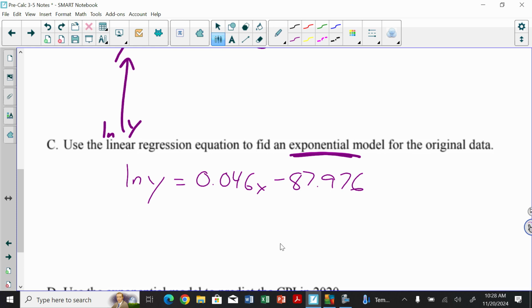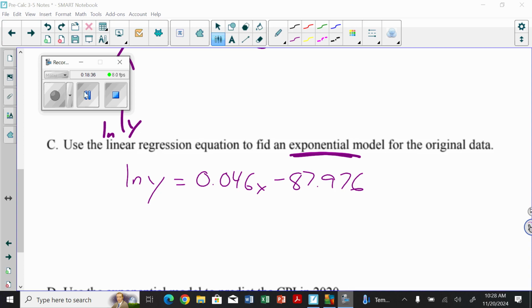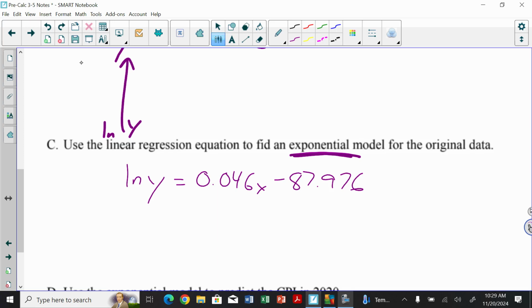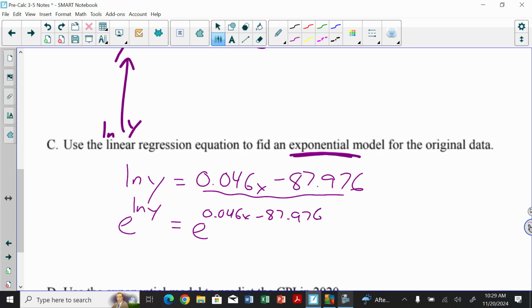And then I'm going to exponentiate each side. So what does that mean? Remember, we have base e, so I'm going to rewrite it in exponential form. I'm going to exponentiate each side. So now it's going to become e to the natural log of y goes to e to all of this stuff, e to the 0.046x minus 87.976 power, all that exponent. So I just exponentiated. Remember, a natural log has base of e. We just took them to the base e and raised those to the powers.